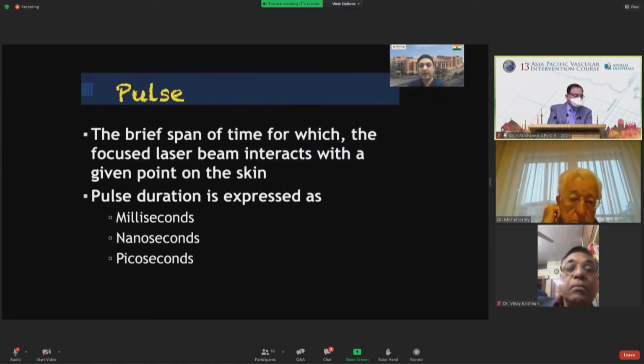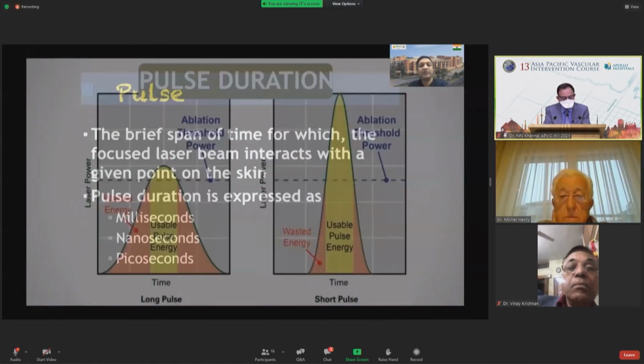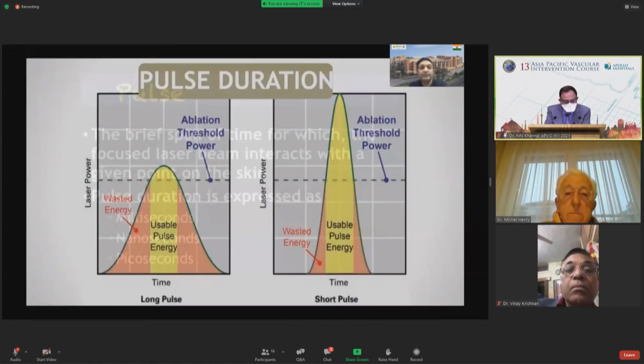So where you want the particles to be touched by the laser for a very small time, we use the pico lasers. Where you want the effect of the laser to be a bit longer, you can use milliseconds. So this is how it works.